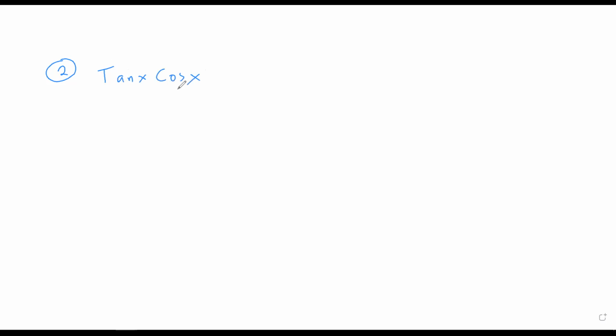We use the identity of tangent that is equal to sine over cosine. Correct. So tangent is sine divided by cosine, and this is multiplying cosine. And so what's going to happen with the cosine? It's going to get eliminated, and in the end, the result is going to be sine of x. That's the most simplified we can have. Good.